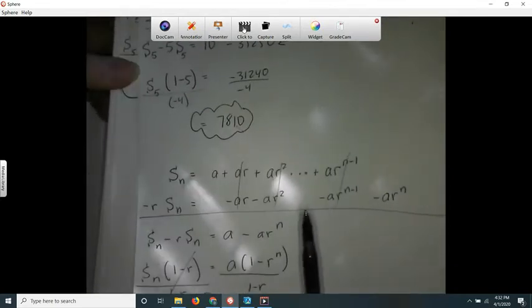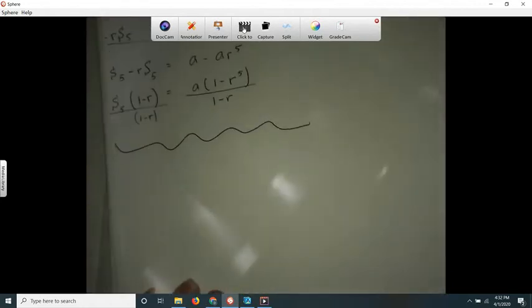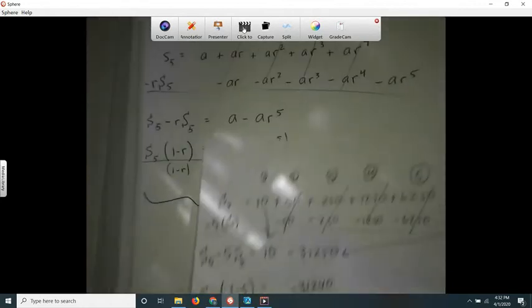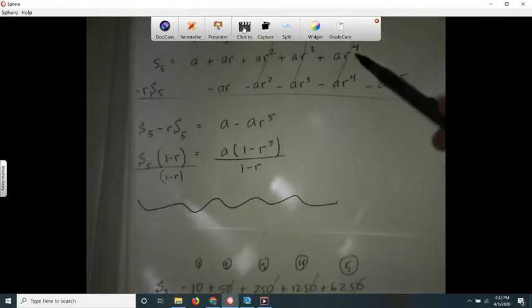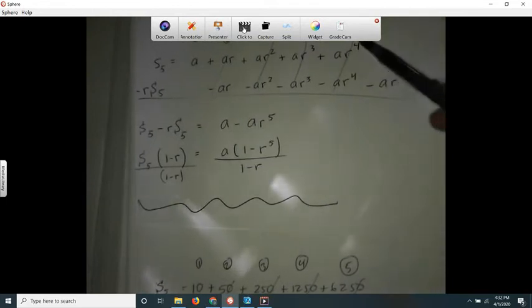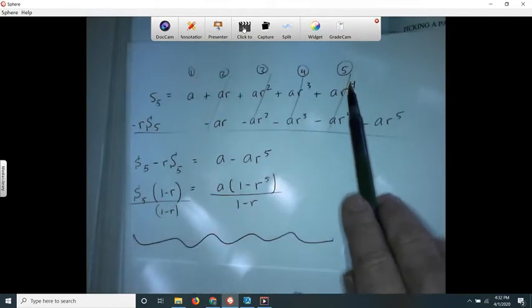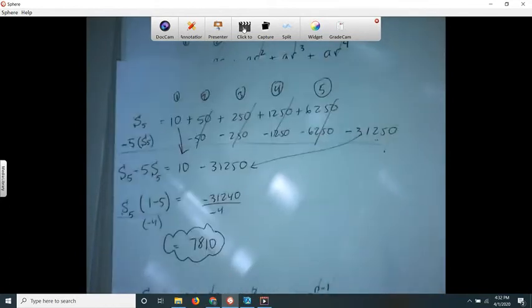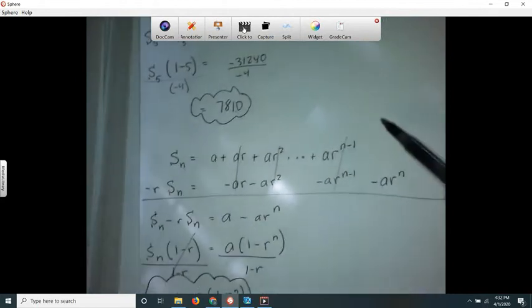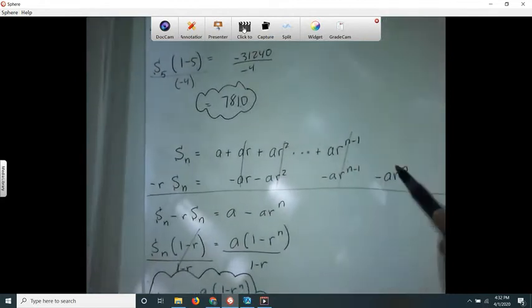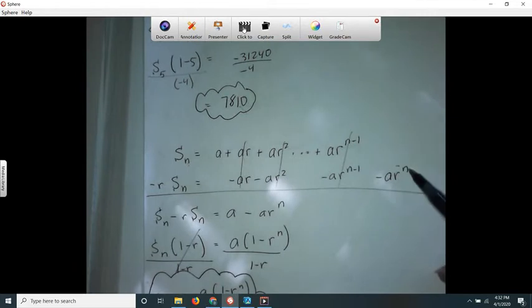It's R to the n minus 1. So, like, if it was here, this would be R to the 4th, because there's 5 terms, it would be R to the 4th. So that's why it's n minus 1. This is R to the n minus 1. And then the one after it would be R to the n.